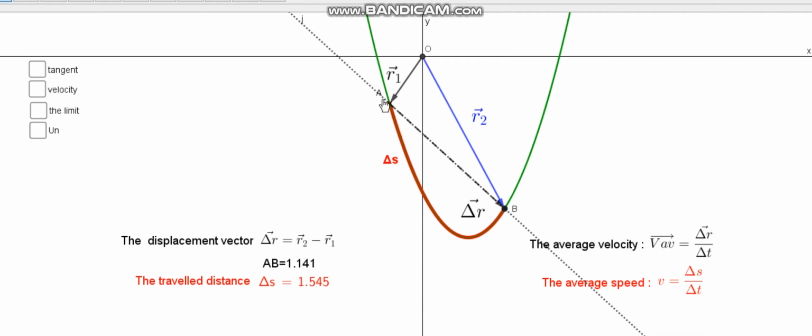and the traveled distance is on the trajectory, on the arc AB, and its length is delta S. The traveled distance is delta S. We observe that we have a difference between the magnitude of delta R and the length of the arc AB, delta S.